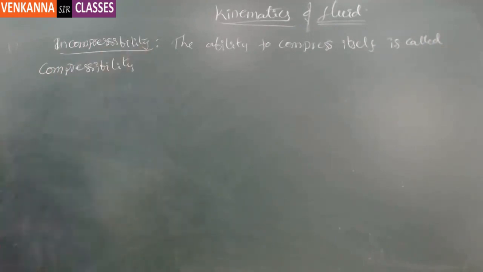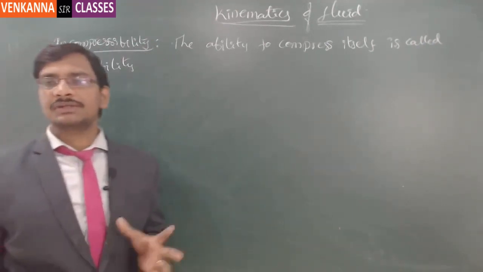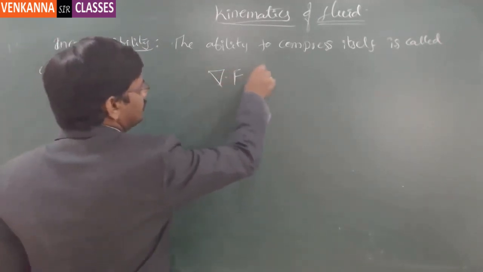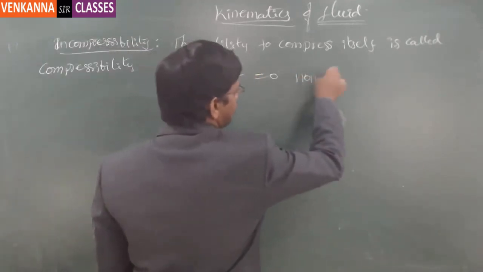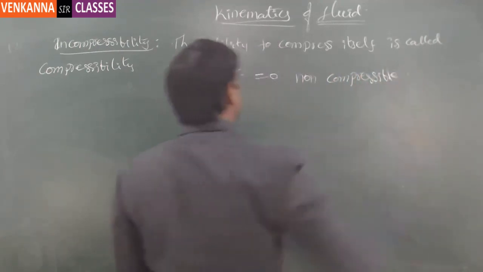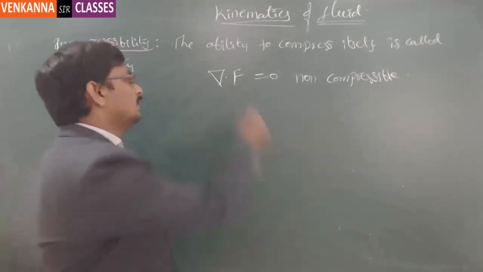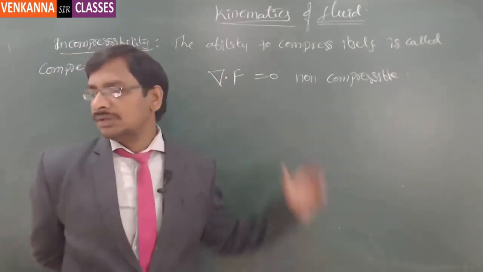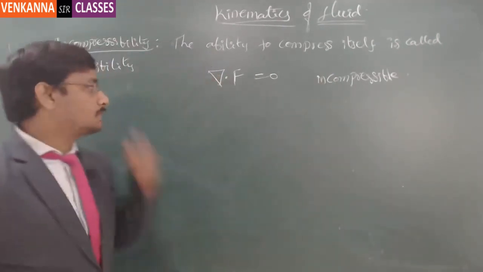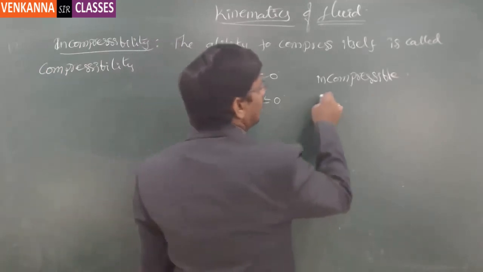Mathematically, this is nothing but the fluid field, or whatever field it may be. So the changes are happening in all the directions. Now here, that is represented with del dot F equal to 0 for non-compressible. So if F is representing a fluid field, or whatever field it may be, and del dot F comes out to be 0, then it is incompressible, non-compressible. Suppose it is not equal to 0, then compressible or expandable.